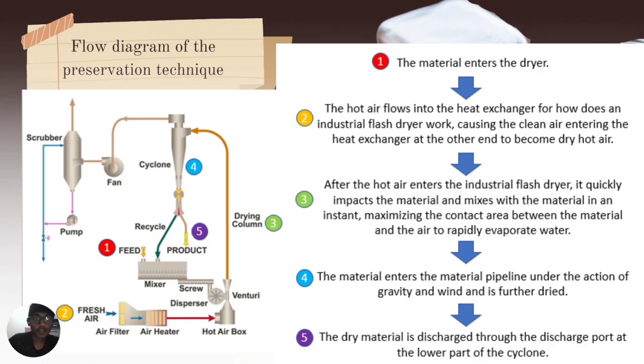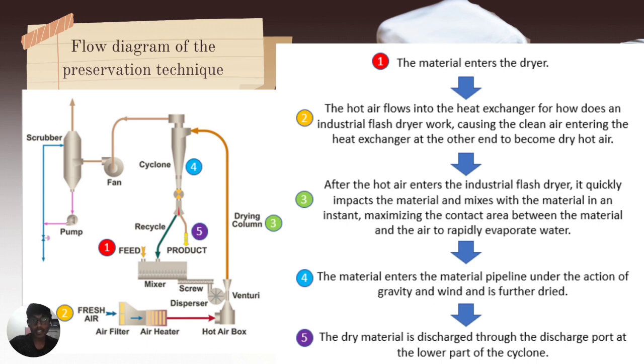This is the flow diagram of flash drying, the specific flow diagram for drying. First of all, the product will enter from number 1 here. The material enters the dryer, and then number 2 is fresh air. The air flows into the heat exchanger.